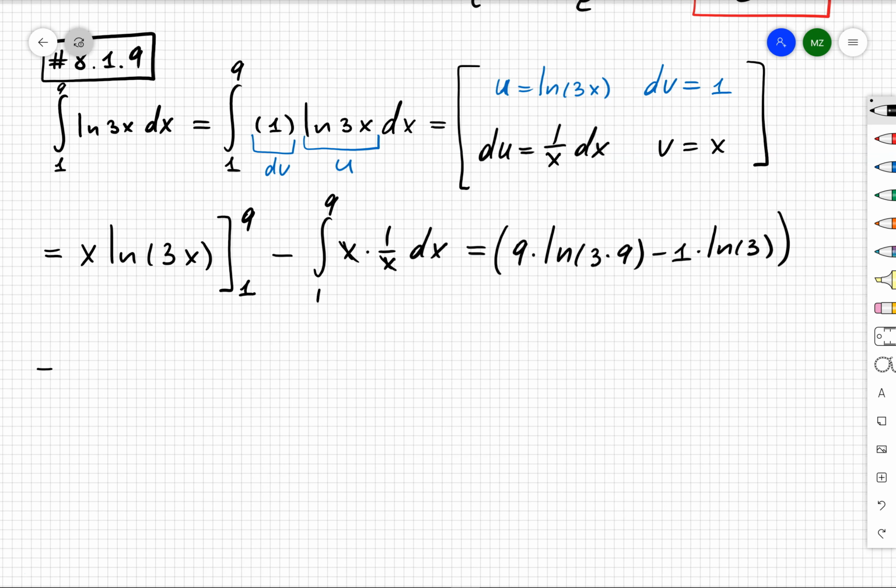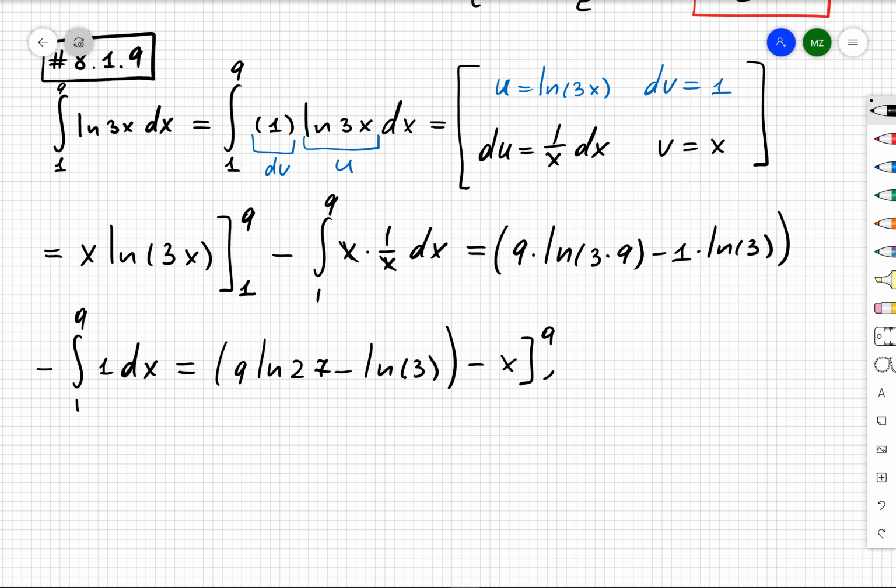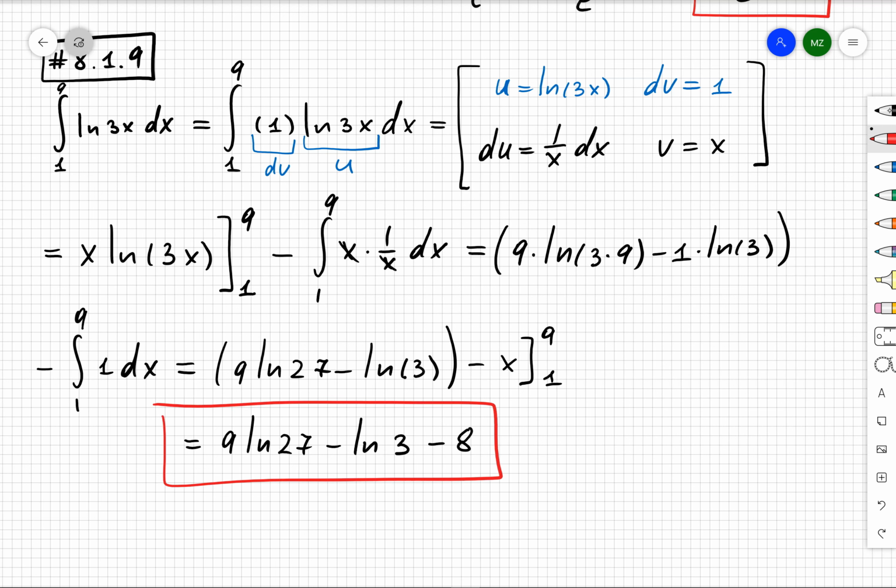Then when I plug in my boundary points, I'm going to obtain 9 times ln of 27 minus ln of 3. And for my integral from 1 to 9 of dx, that integral you can compute is going to be equal to just 8. So in other words, you can see that my final answer is going to be 9 times ln of 27 minus ln of 3 minus 8.